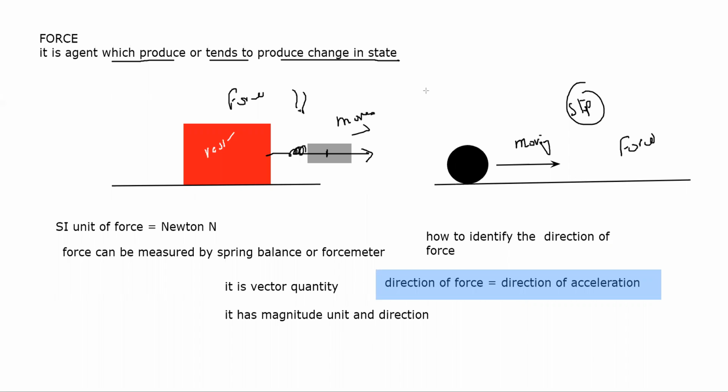So whenever the object's speed increases, the direction of motion, acceleration and force are the same. When the object's speed decreases, the direction of acceleration and force are the same, but they are opposite to the direction of the motion.